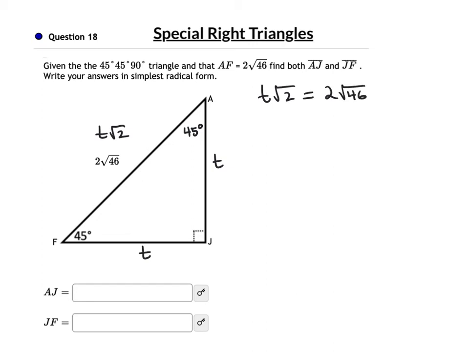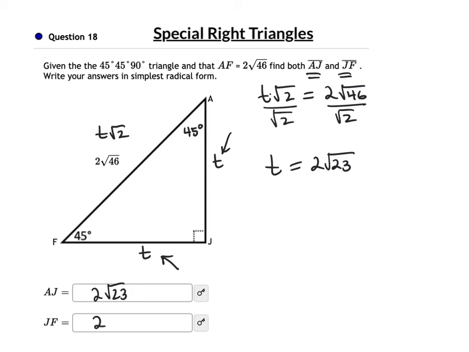46. Let's find our multiplier t. There's times here, so we're going to divide both sides by root 2. I can divide my root by my root. This will be t equals 2 root 23. And t are the two sides we're looking for, AJ and JF. So each one of these is 2 root 23 because they're both t.